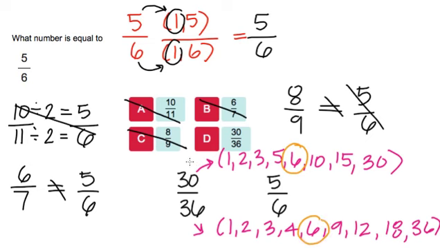So what we need to do is divide 30 by 6 and 36 by 6, and we should get 5 over 6. 30 divided by 6 equals 5. 36 divided by 6 equals 6. So D must be the correct answer. 30 over 36.